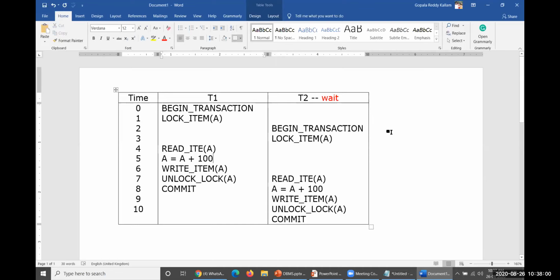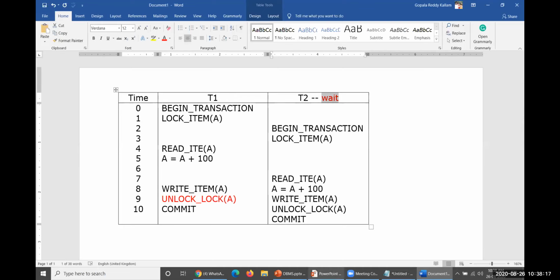Then up to what extent are you supposed to wait? You are supposed to wait until this statement is issued. If this statement is issued, then the waiting state changes and the executing state comes into the picture. So like this, it is being taken into consideration.